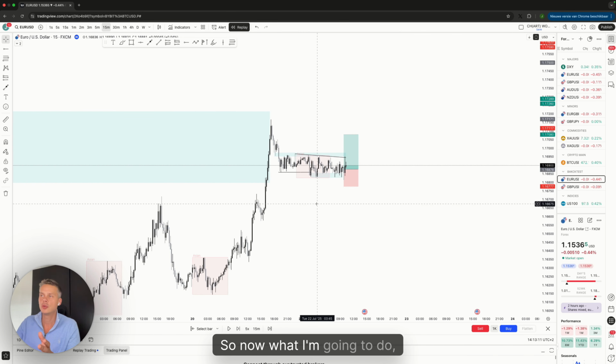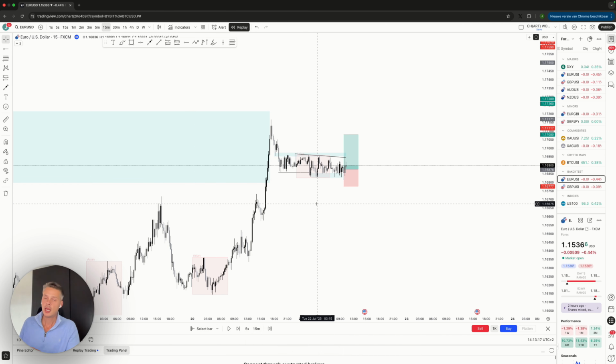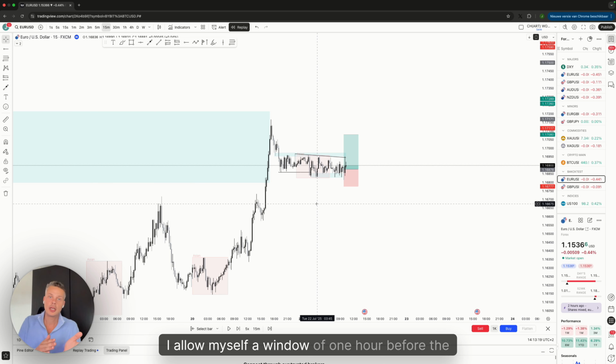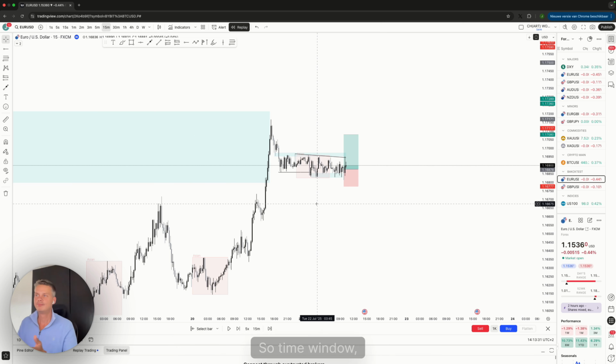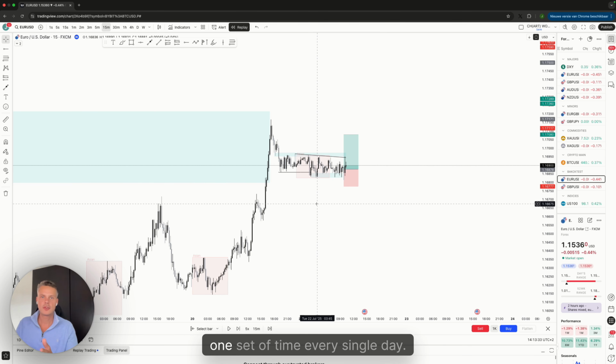So now what I'm going to do, I always trade around certain timings, meaning always London open. I allow myself a window of 1 hour before the opening till 1 hour after the opening of taking my positions, because traps are built up an hour pre-London and could be played out an hour after London. So time window, one set of time every single day. The rest of the day, I don't even look at the charts.